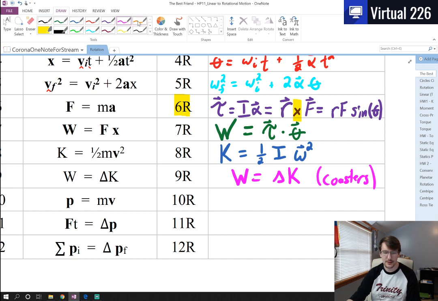Let's pick another color. Let's go orange. For momentum, this becomes an angular momentum, which we can write as an L. And this is just going to equal I, the moment of inertia, times omega. For our impulse, Ft equals the change of momentum. This is going to look weird, but this is a torque multiplied by a time is equal to a change of angular momentum.